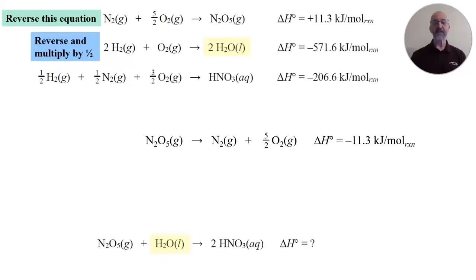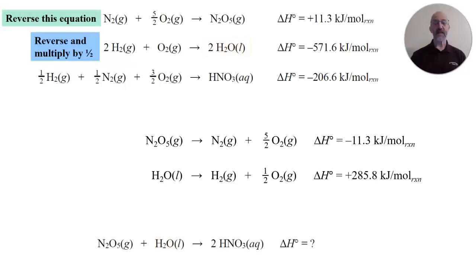Now I see that the delta H is negative 571.6, but when I make that necessary modification, which is to reverse it and multiply by 1/2, then the sign will change, and then 571.6 times 1/2 becomes 285.8. So there's my modified equation with coefficients of 1, 1, and 1/2 because I multiplied each of the coefficients by 1/2, and I reversed the equation so the sign changed.